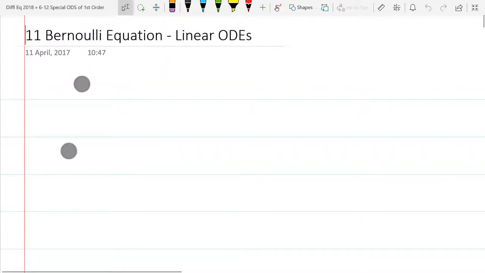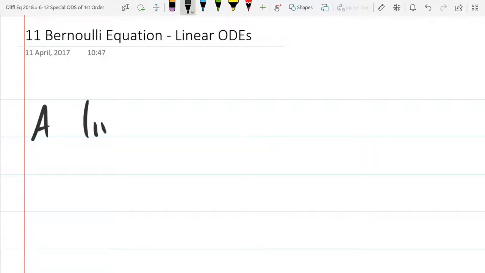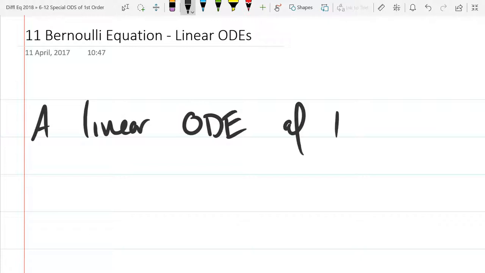Bernoulli. So we're going to look at Bernoulli equations, which are linear ODEs. This is going to be different than an ODE with linear coefficients, and I hope I didn't use... They both have the word linear in them. Hopefully I wrote the other definition slightly differently. So this is going to be a linear ODE of first order.